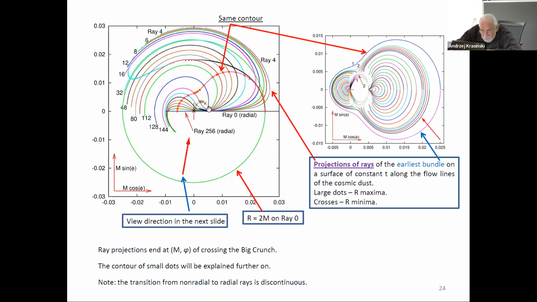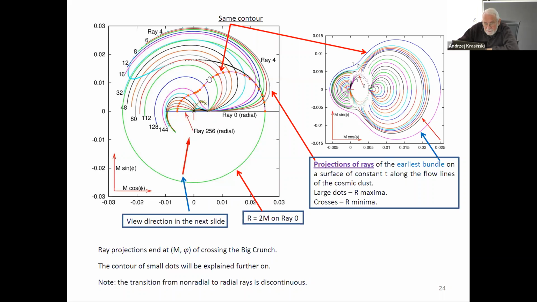Sorry, this is the emitter here. This is the emitter location. This is the center of symmetry. And here, as you can see, they bend over and approach the big crunch tangentially to the contours of constant R. So the transition from this model to the Friedman model is discontinuous.